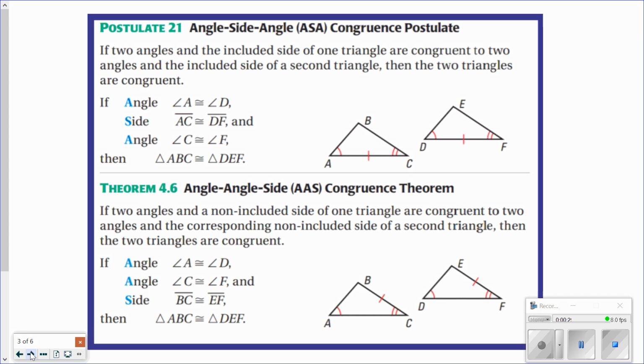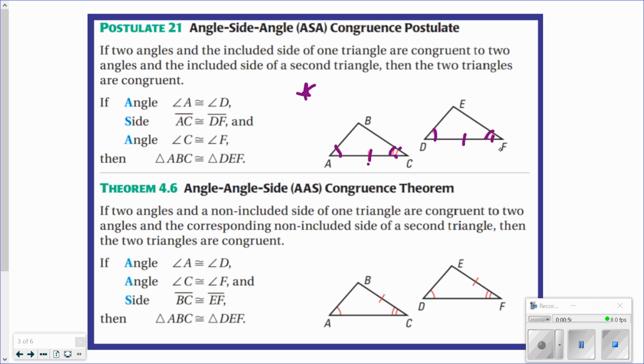Angle, side, angle. If two angles and the included side of one triangle are congruent to two angles and the included side of a second triangle, then the two triangles are congruent. So if I look at my example here, we have angle, side, angle, and angle, side, angle. So those two triangles are therefore congruent.